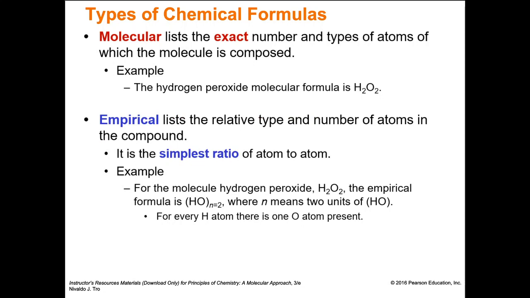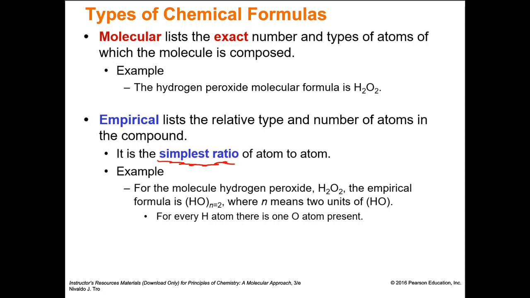But the other one is empirical. Empirical lists the relative type and number of atoms in the compound. In other words, it's going to tell us the simplest whole number ratio. So if I can reduce any numbers, for instance these 2's, I will do that to get to the empirical formula. So it's the simplest ratio.